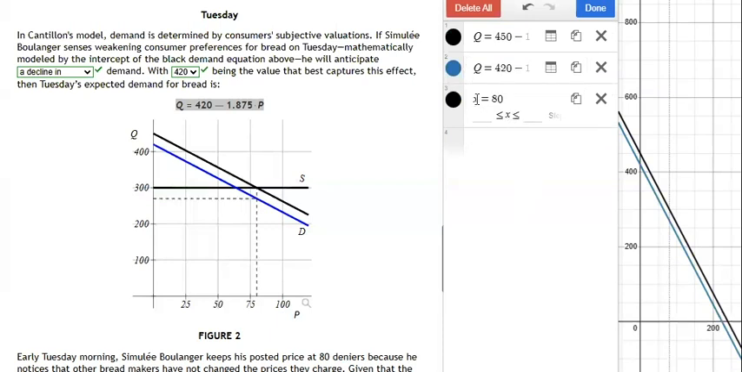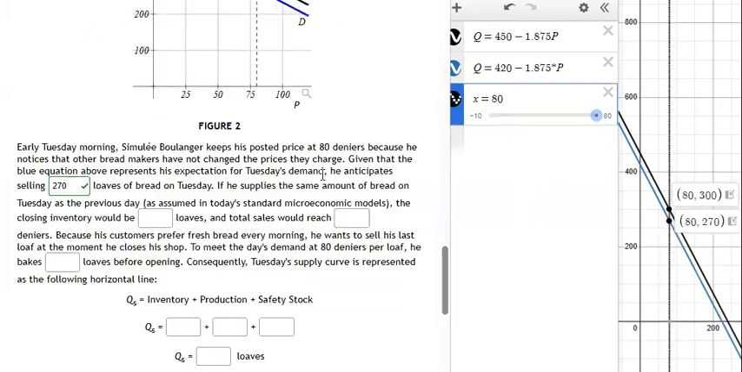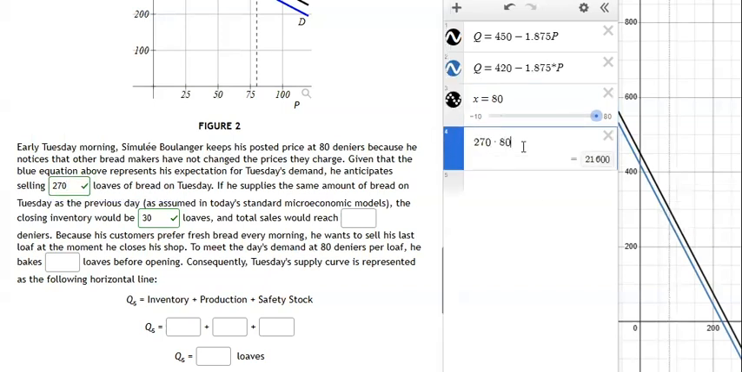The price is still set at 80. And because I have clicked on the price equals 80 deniers, I have two gray dots here. The first is Monday's outcome. The second is Tuesday's outcome. So on Tuesday, he's going to anticipate selling 270 loaves of bread. So if he supplies 300, but he anticipates selling 270, he's going to have a closing inventory of 30. And total sales would reach what? He's selling 270 at a price of 80. His total sales would be 21,600.